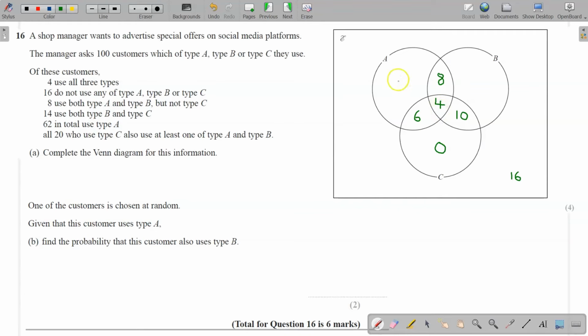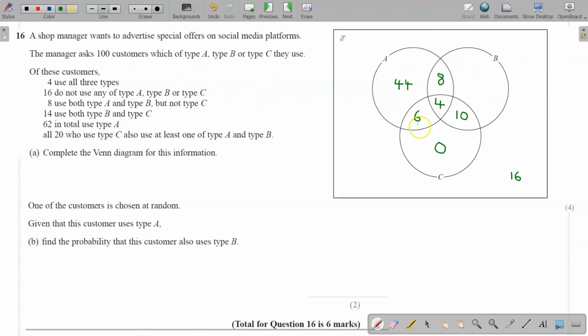Now we can go over here and fill in the rest of A, because we know the total of these is 62. So if you take away 8, 6 and 4, that's 18 from 62, that gives you 44. Okay, so the total in ring A is now 62. And we know as well that there's a total of 100 customers.